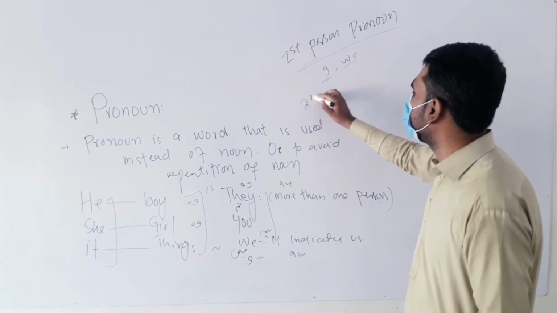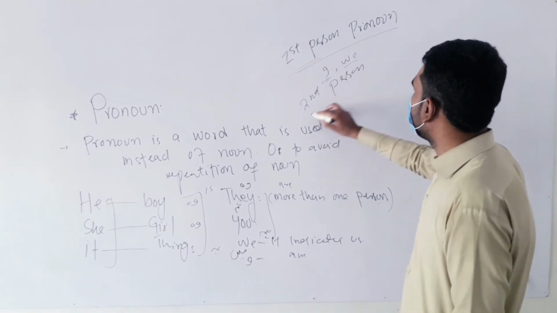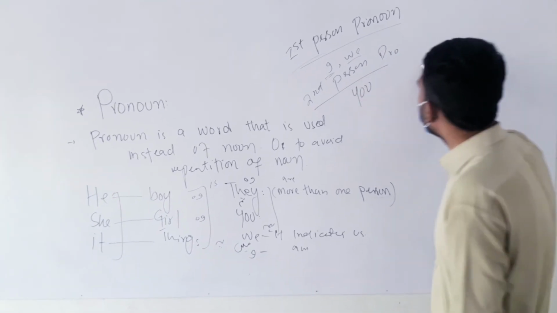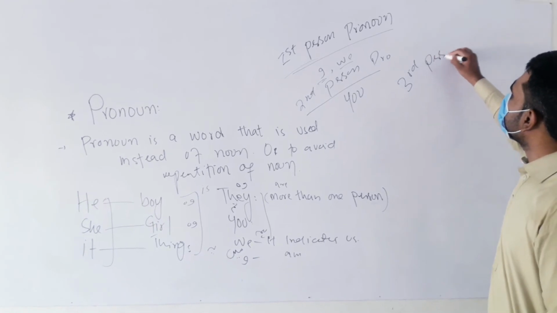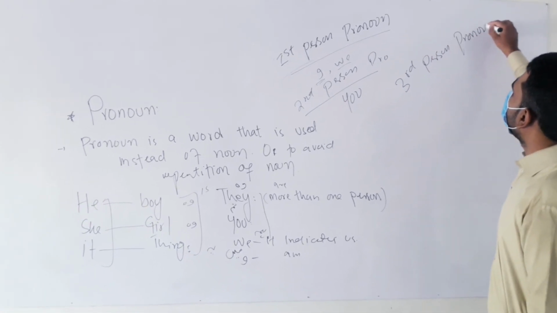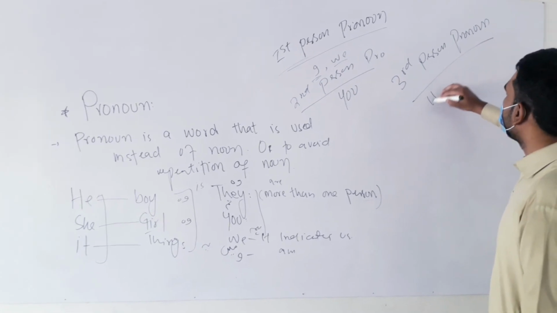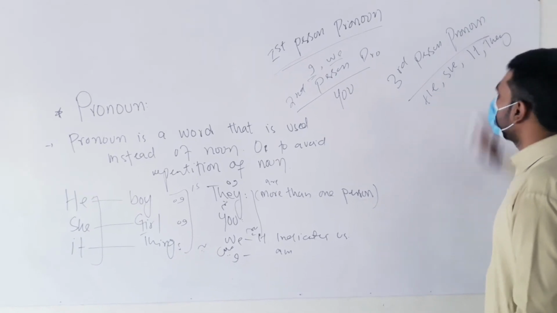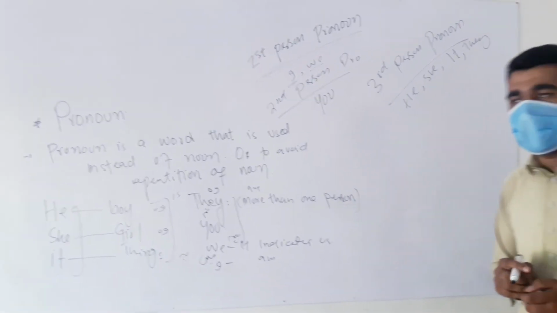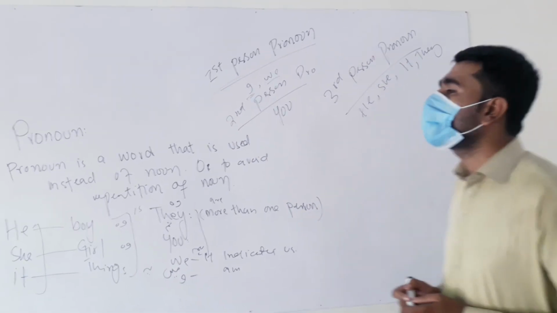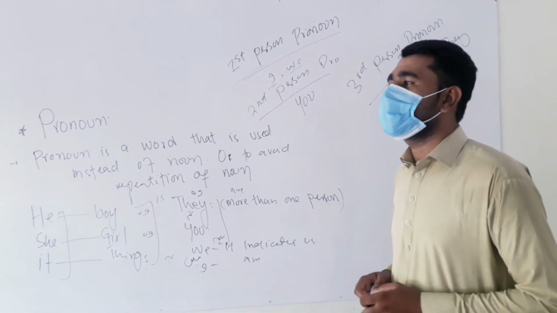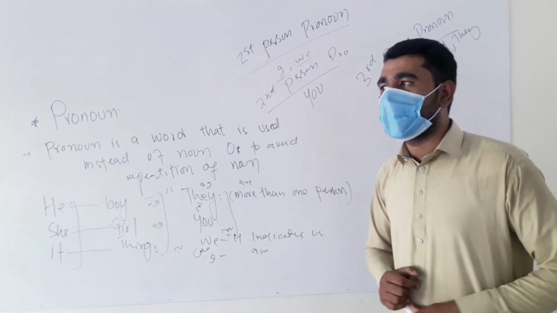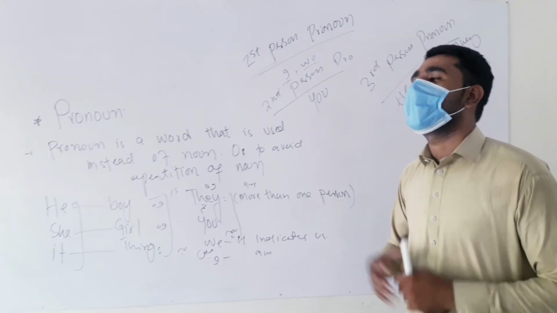Then we have the second person pronoun, which is you. And the third person pronouns are he, she, it, and they. So they are third person pronouns, and we would need them in direct and indirect narration and speeches. So I hope you have got an idea of pronouns. Now we are going to talk about an adjective.